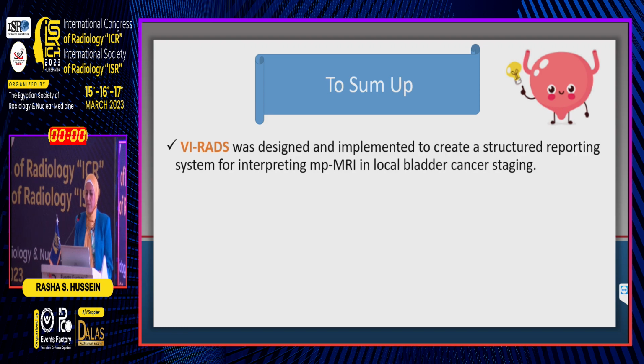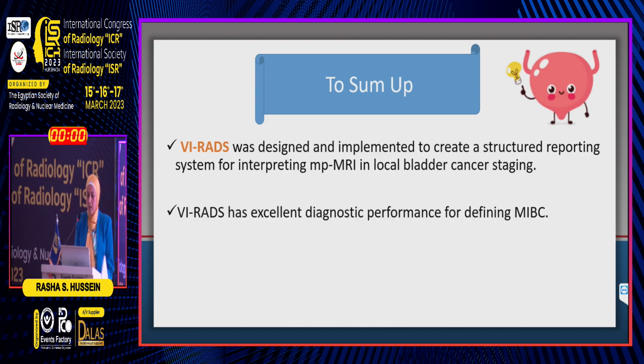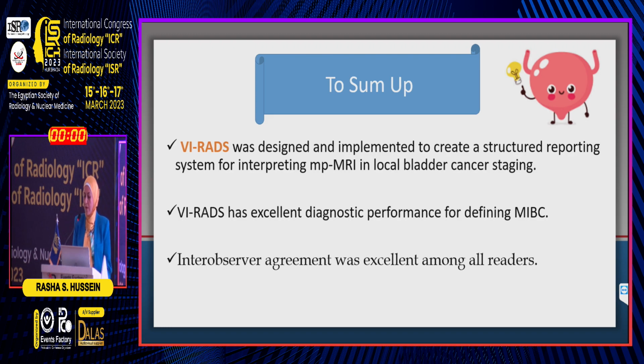To sum up, the VI-RADS was designed to implement and create a structured reporting system for interpreting multiparametric MRI for local bladder cancer staging. VI-RADS has an excellent diagnostic performance in discriminating non-muscle invasive bladder cancer and muscle invasive bladder cancer. Also, it has a very good inter-observer agreement. Even with the least experienced reader, the agreement was still very good with the pathological data.